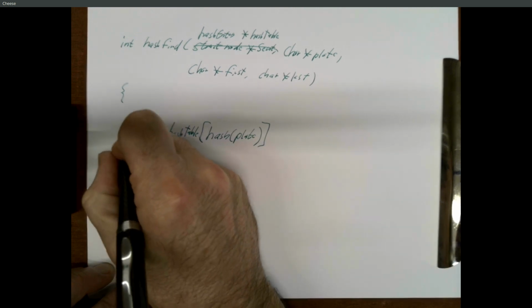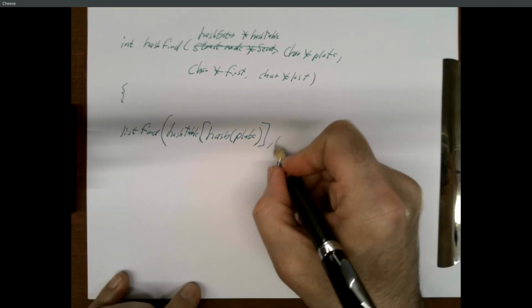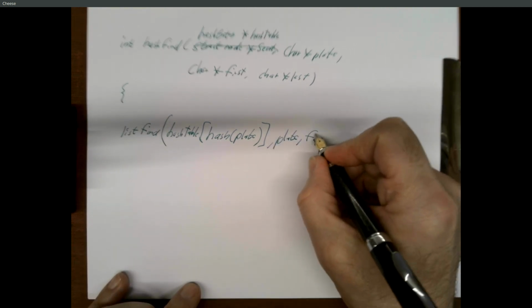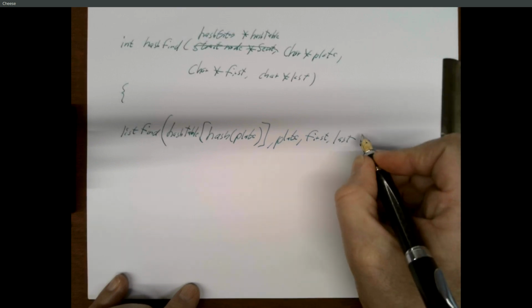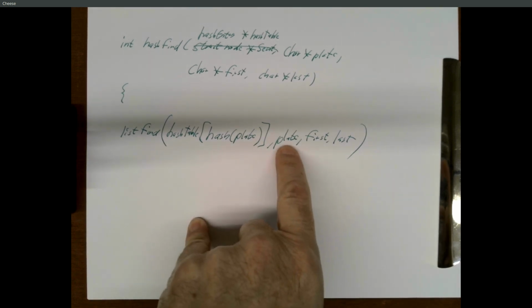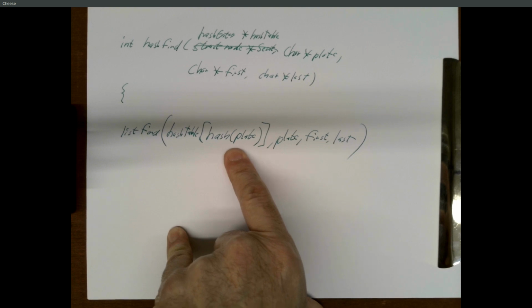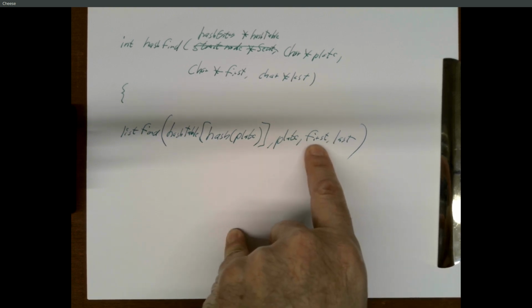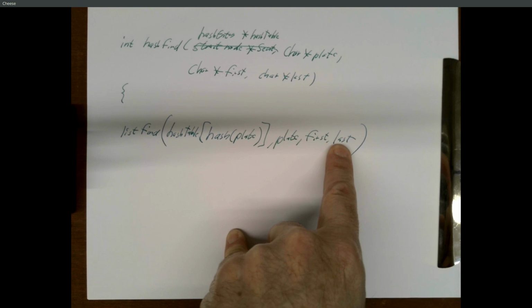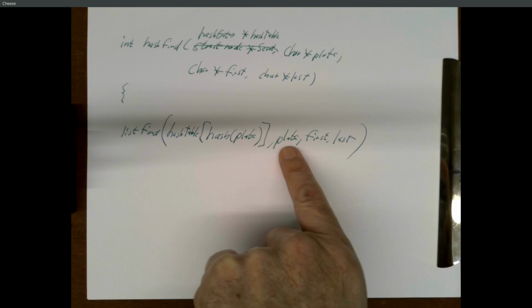So we can call list find, pass it your sentinel node, pass it the plate that you're looking for, pass it the first and last arguments, which will be populated with the first name and last name matching this plate if it's found in the list. So this will do a few things. It will search for the plate in this list. If it finds it, it will load the value of the first and last name into these two arguments, and it'll return a 1. If it doesn't find it, it'll return a 0, and these will be unchanged.